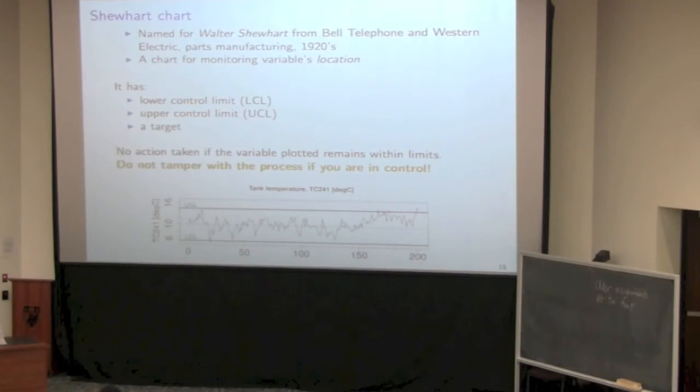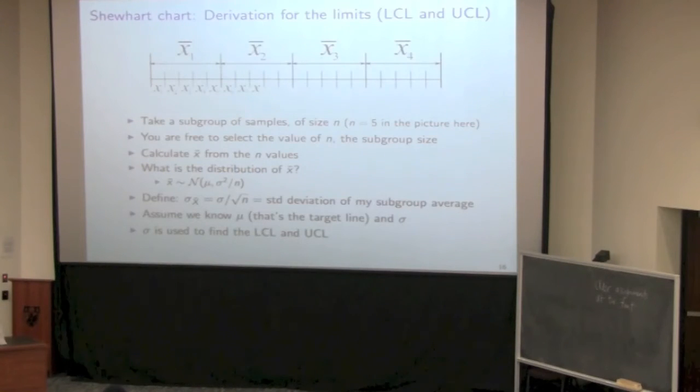So we need three things to make this control chart work: the lower control limit, the upper control limit, and the target. Let's see how we do that. So think of the history of the Shewhart chart.